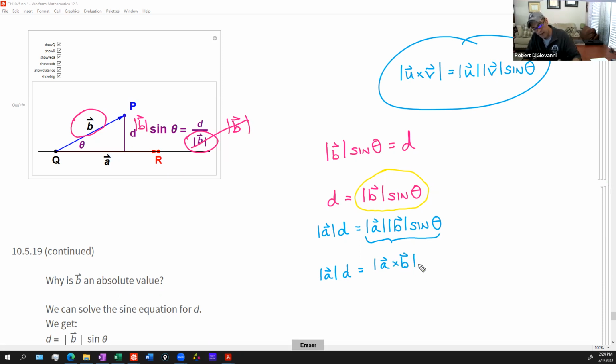Next line, now I'm going to divide both sides by the magnitude of A. So D will be the magnitude of the cross product of those vectors over the magnitude of A. Bam. That's it. That's my formula.